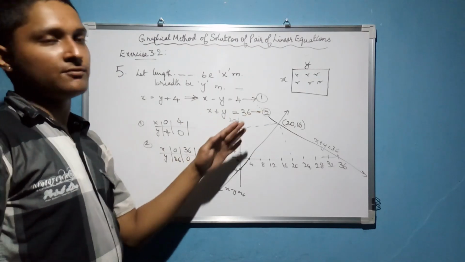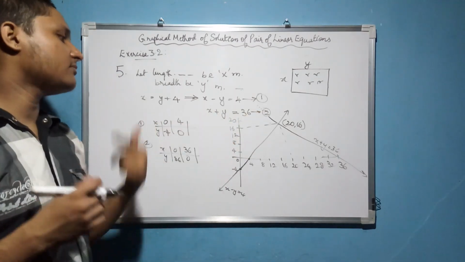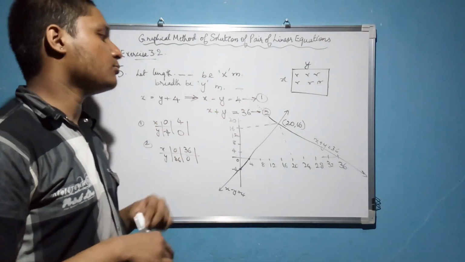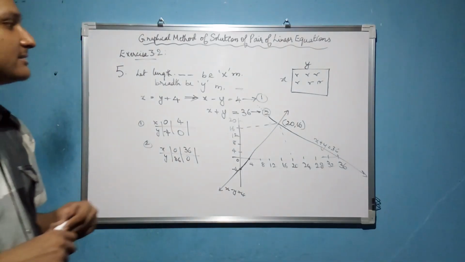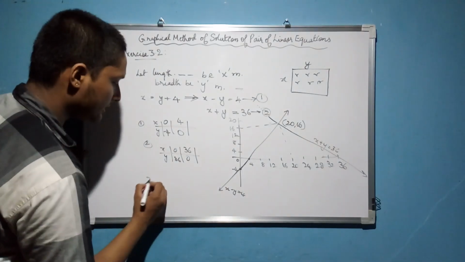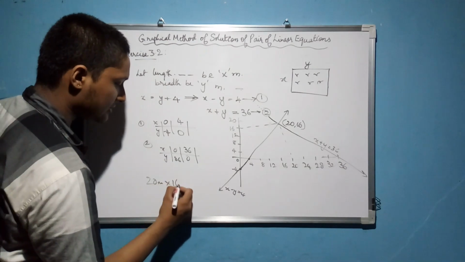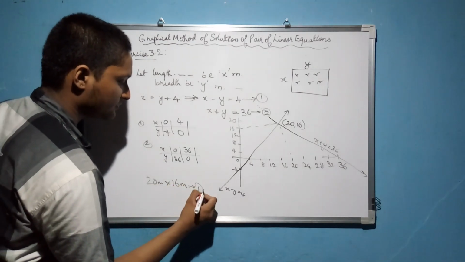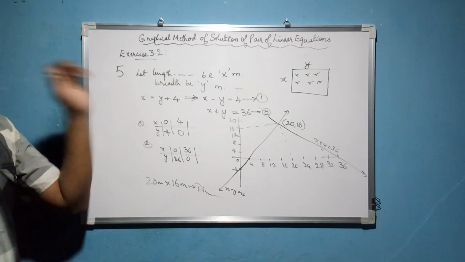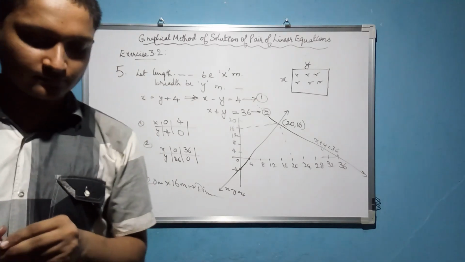If you draw the graph perfectly using graph paper, you can find out that this is the intersecting point. Okay, so that is the solution, or I can tell that 20 meter by 16 meter are the dimensions of the given rectangular garden.